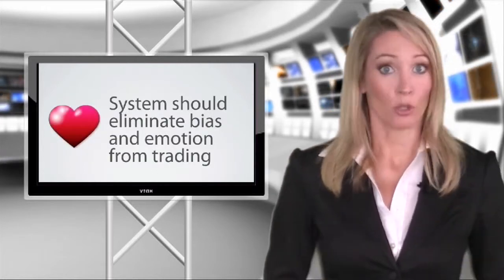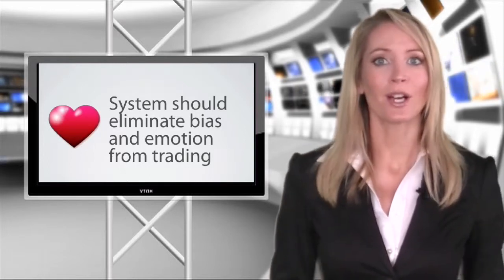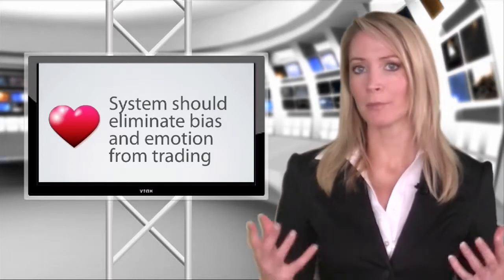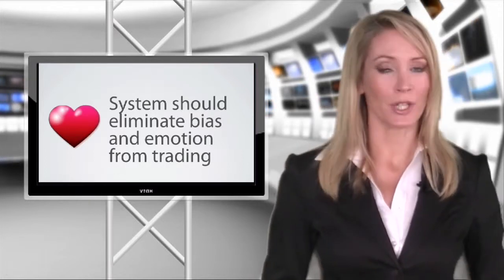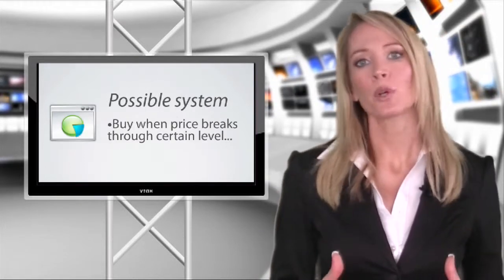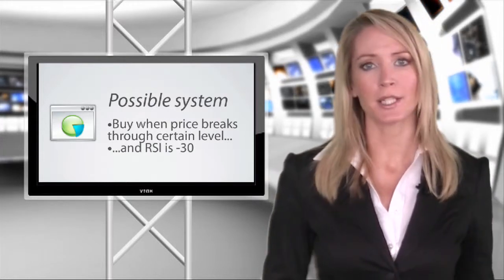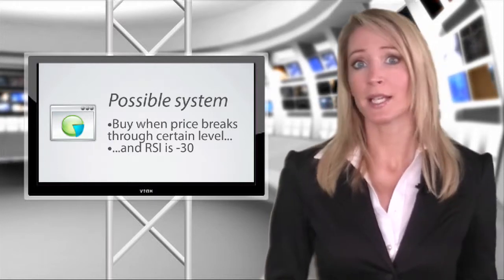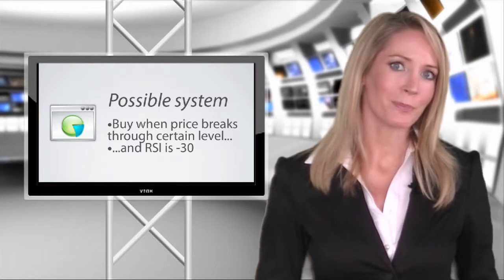The system will address entry and exit conditions, stop-loss exits and position sizing. And in theory, this should serve to eliminate all biases and emotions in your trading, because you're supposed to follow the rules of your trading system. For instance, a possible mechanical system could be based on buying when the price breaks through a certain level and the relative strength indicator is below 30. It's possible to backtest this system for previous years and see how well it would have performed.